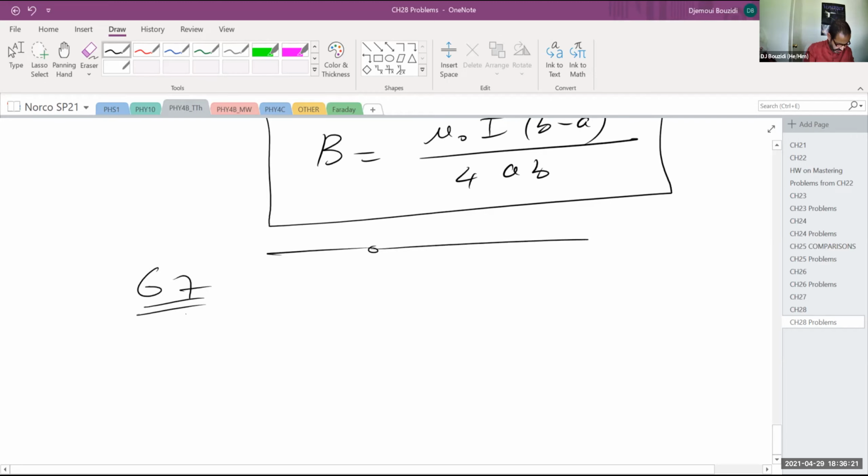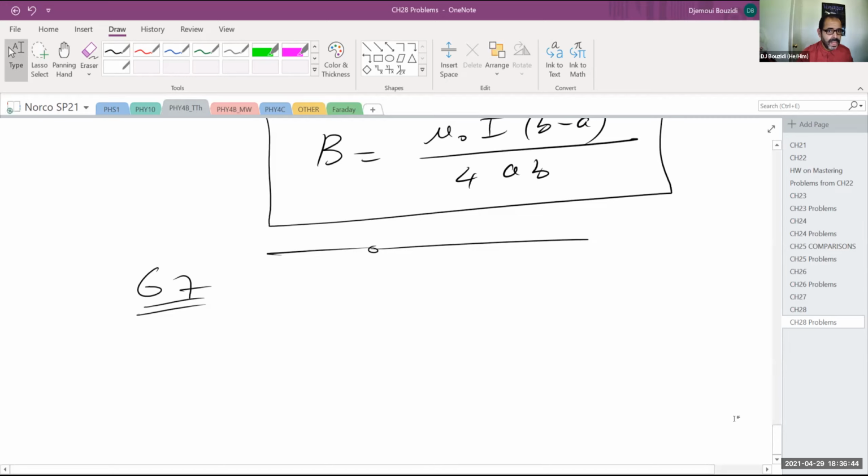So problem 67 involves a little bit more work in here. It says a long, straight, solid cylinder oriented with its axis in the z direction carries a current whose current density is J. The current density is symmetric about the cylinder's axis, is not constant, but varies according to the relationship.